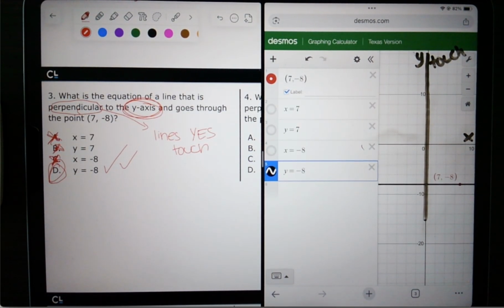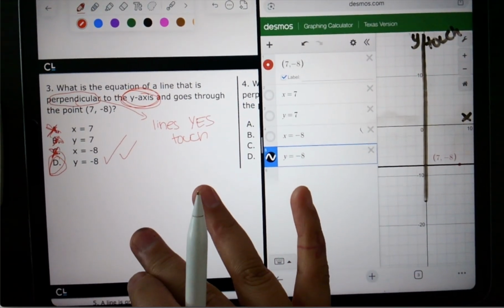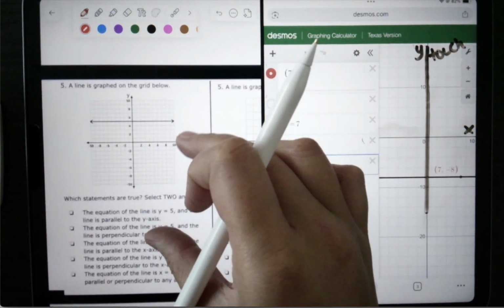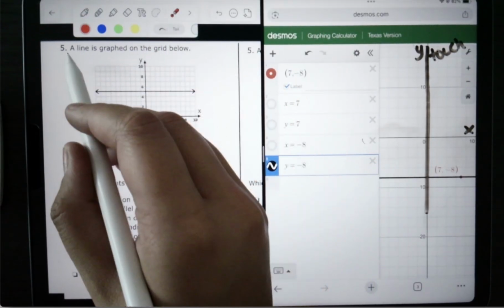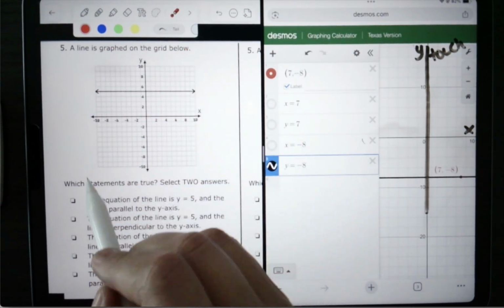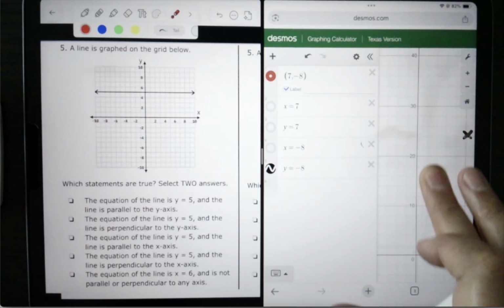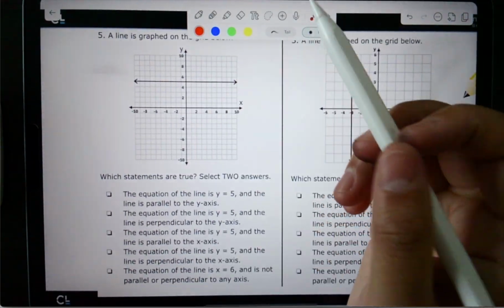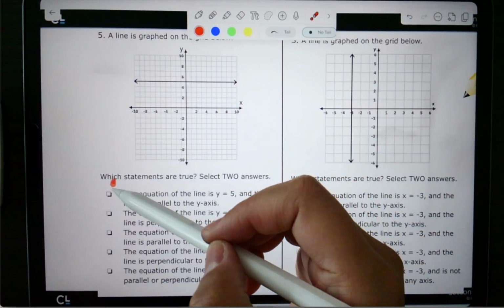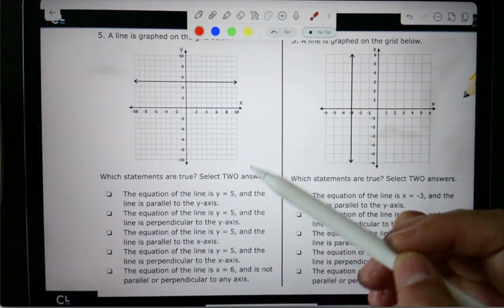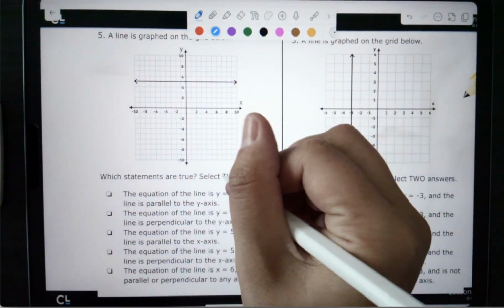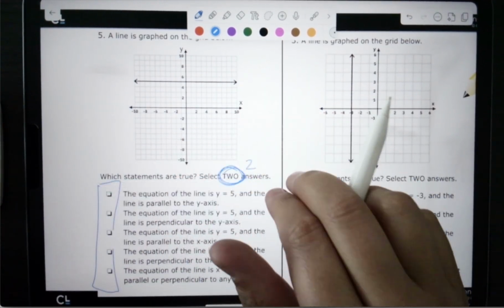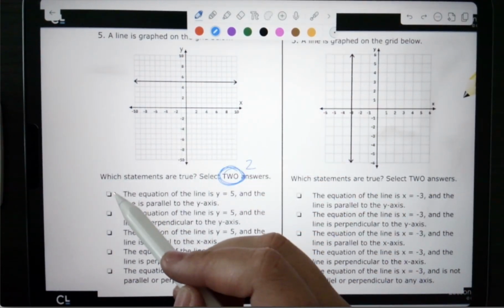We're going to do one more and then we'll call it a day and you can do the class kick. Okay? So we're going to go to this one. It says, a line is graphed on the grid below. So this one's a little bit easier because it gives you the whole question, which is nice. Which statements are true? Select 2 answers. I need 2 answers. So when I'm doing this, I should get 2 answers here. I have to read them and see which one's true.